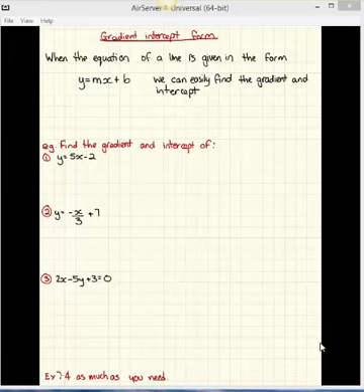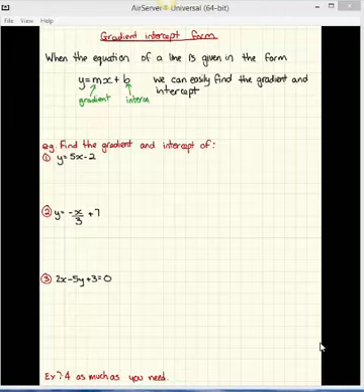So when an equation of a line is given to you in the form y equals mx plus b, you're being given some really important information. We call this form the gradient intercept form because what I have is the gradient here, that's the coefficient of x, and I have the intercept here. So that's the constant at the end of your equation. This only works when it is in that form.